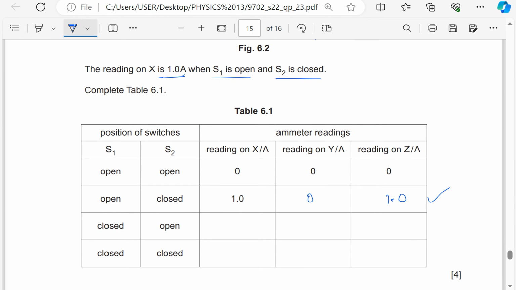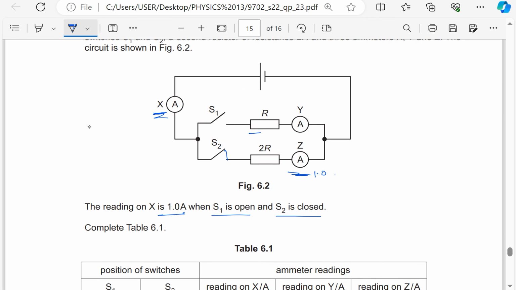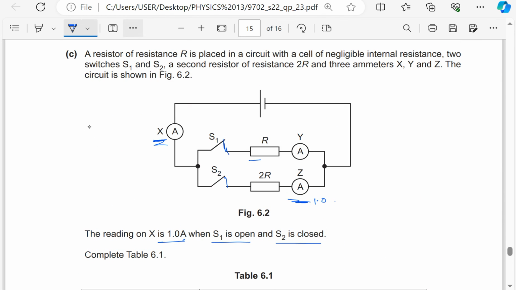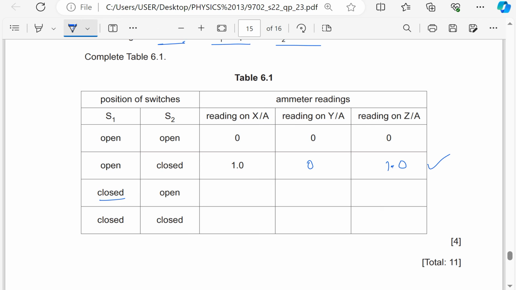Complete the table. So let's see, S1 is closed and S2 is open. So I'm assuming S2 is open here. S1 is closed, S2 is open. That means automatically Z reads 0. So let's check Z. Z is going to read 0 when S2 is open. Z reads 0. Then how about X?